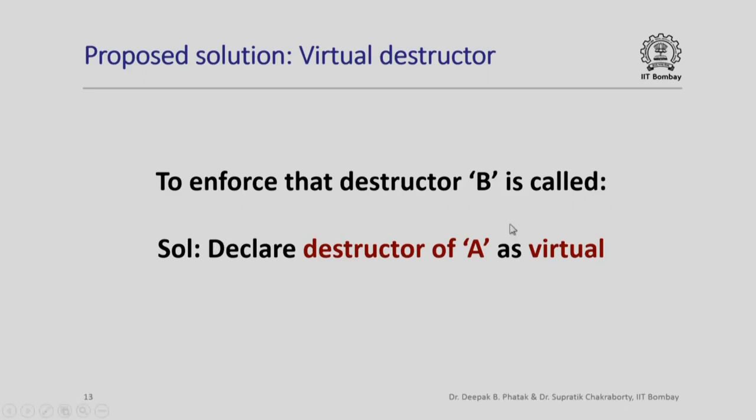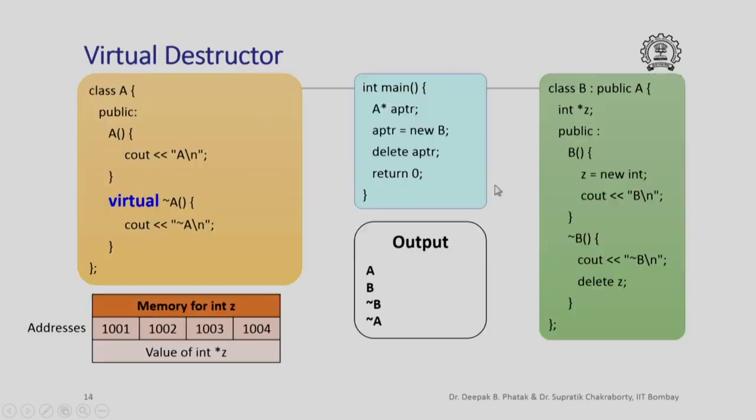Just like that, we could declare the destructor of A also as virtual, and in this case if the context in which the delete statement was being executed was the context of an object of class B, then the destructor of class B is going to get called. So therefore the destructor of class A can be declared as virtual, and now I have the same program, and let us see what happens now.